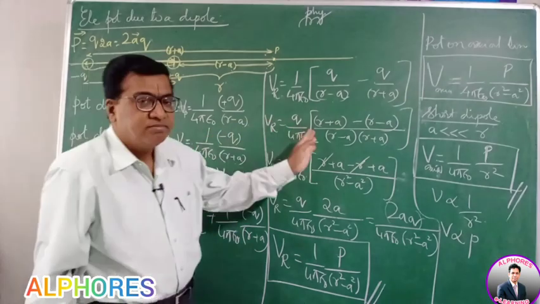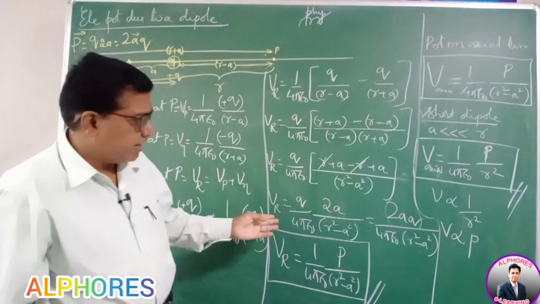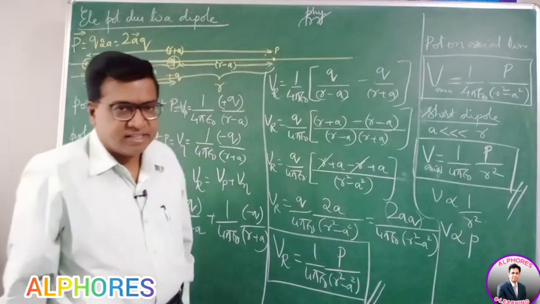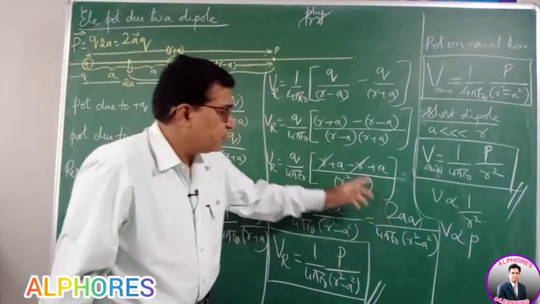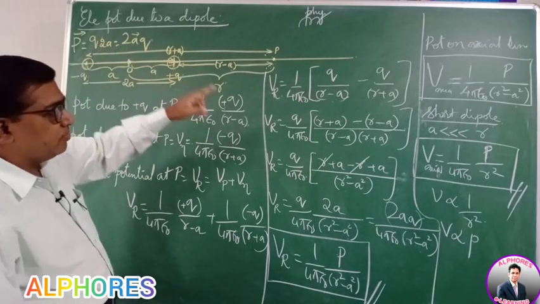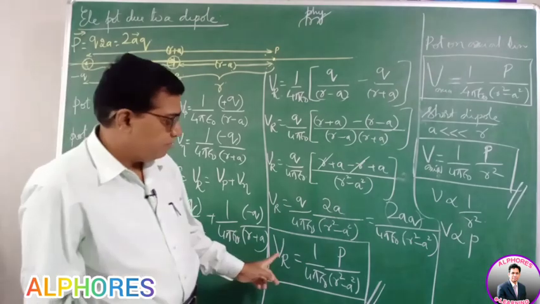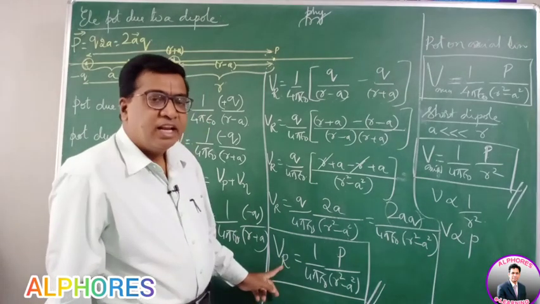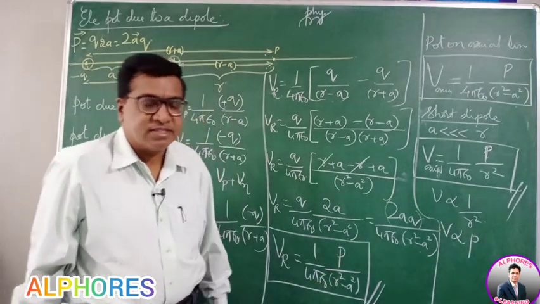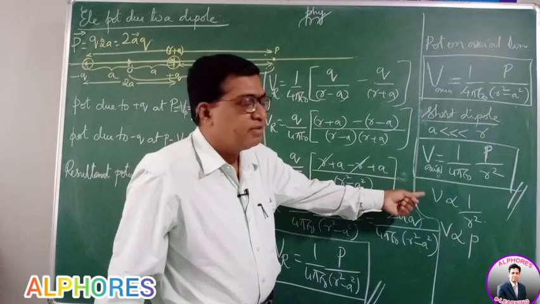Take things common, right? Manipulate, doing some algebra, then we get potential is q by 4 epsilon 2a by r square minus a square. Well, 2aq is dipole moment. The electric dipole moment of a dipole is 2aq, like this. So 1 by 4 epsilon p by r square minus a square, like this. Correct? So this way we find the potential at any point on the axial line of a dipole.